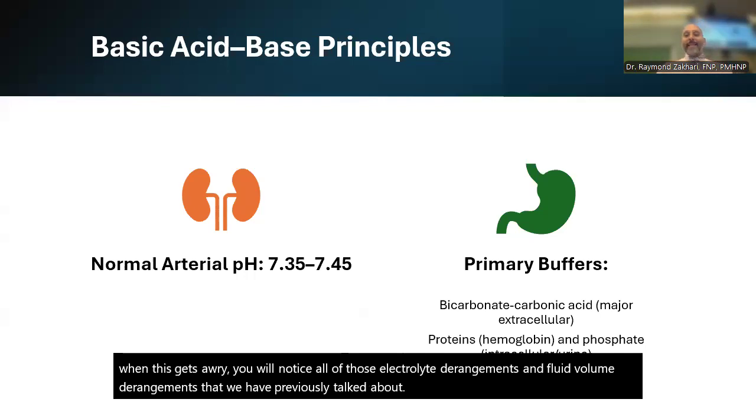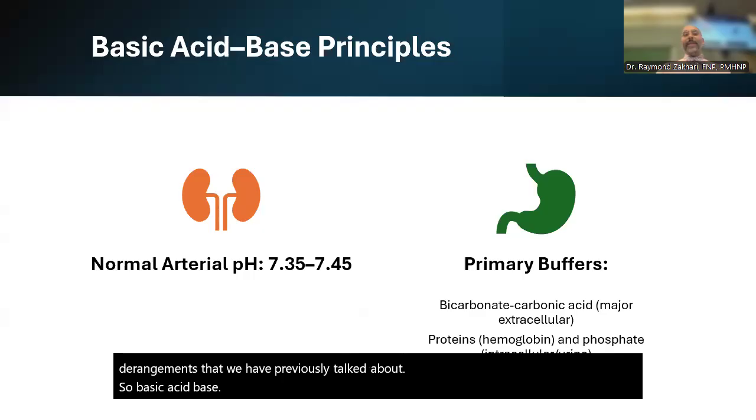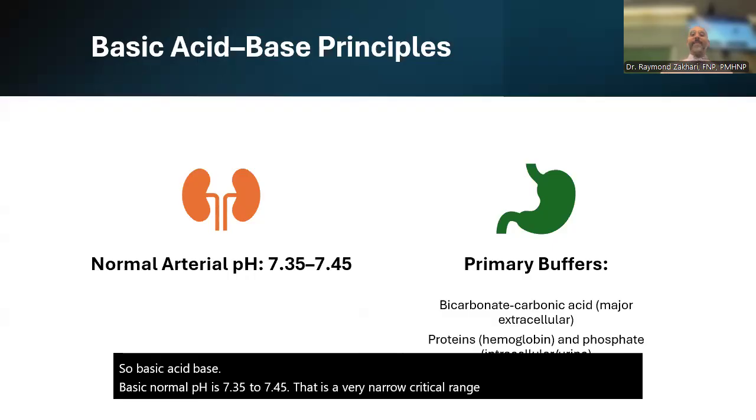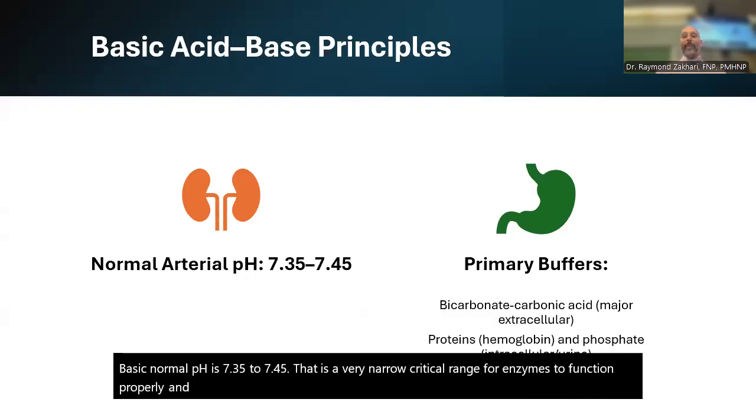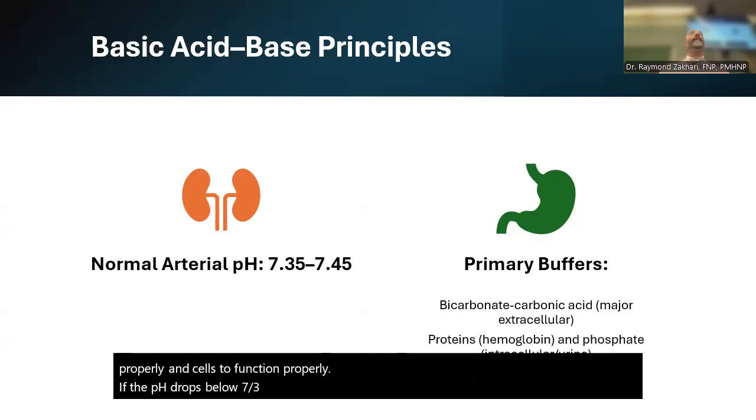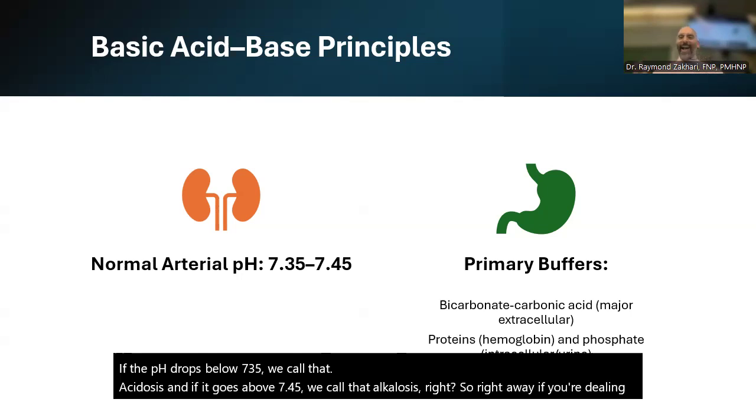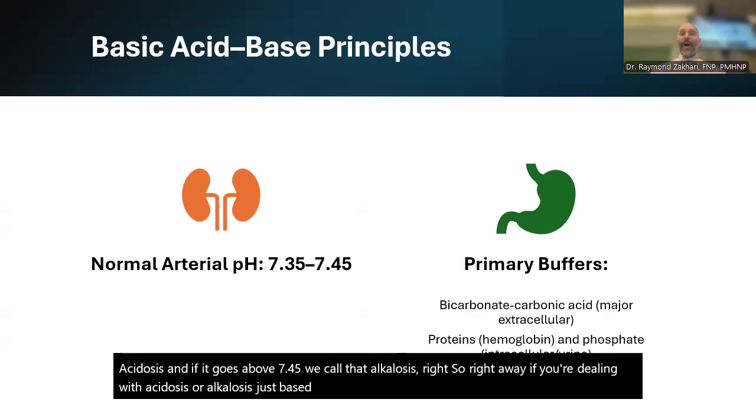So basic acid base, basic normal pH is 7.35 to 7.45. That is a very narrow critical range for enzymes to function properly and cells to function properly. If the pH drops below 7.35, we call that acidosis. And if it goes above 7.45, we call that alkalosis, right? So right away, you know if you're dealing with acidosis or alkalosis just based on what the pH is.